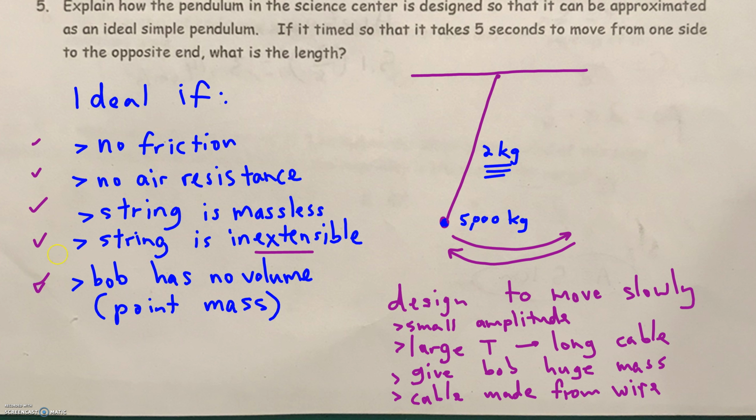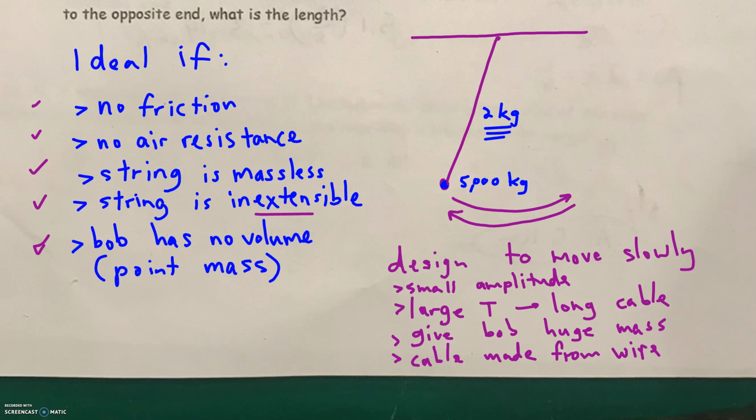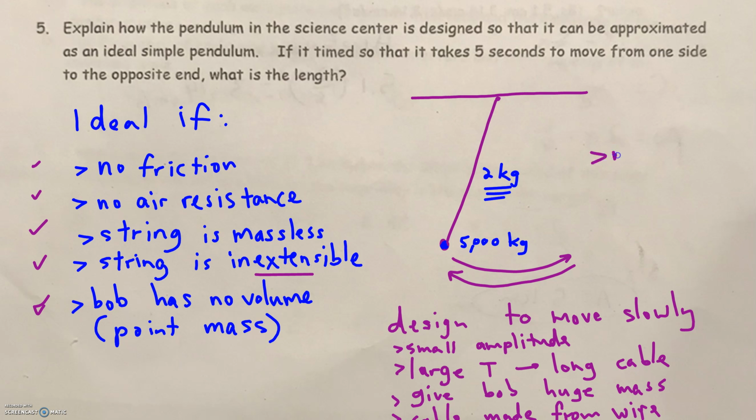So how do we give the bob no volume? Well, that's easy. Make the bob small. Easier said than done, right? Make the bob small and dense. If you use a really heavy, dense material, that would be good. But there's another way to make the bob look small.